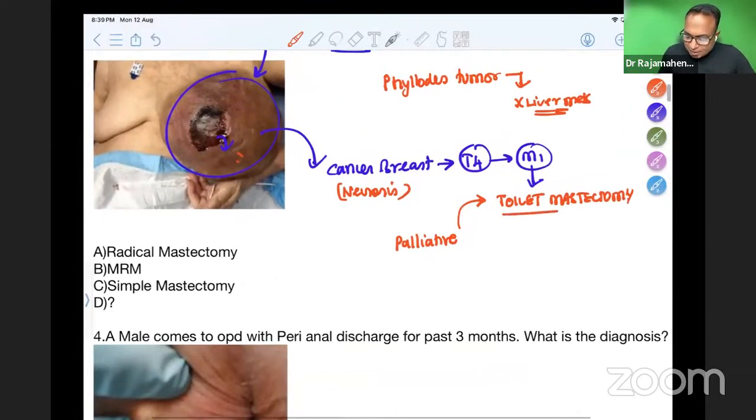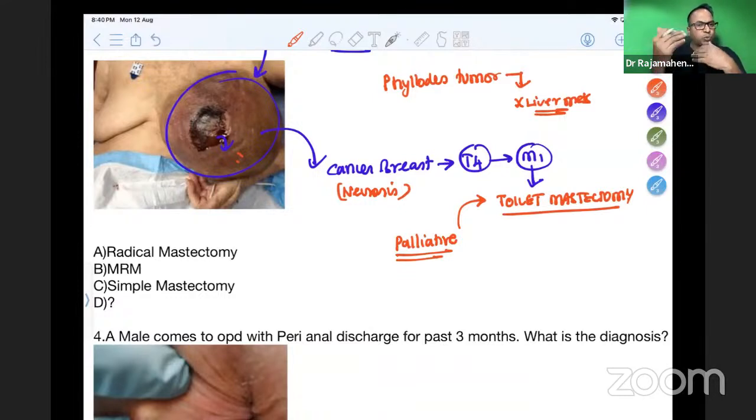So toilet mastectomy is done for palliation. If it is a cancer breast having necrosis, first of all, we should go for it. The second slot also I'm discussing, so don't worry, I'm discussing all the questions. This is not for question recall purpose. This is for students who are preparing for future exams. You go through these questions, how the questions came, and you'll get an idea.